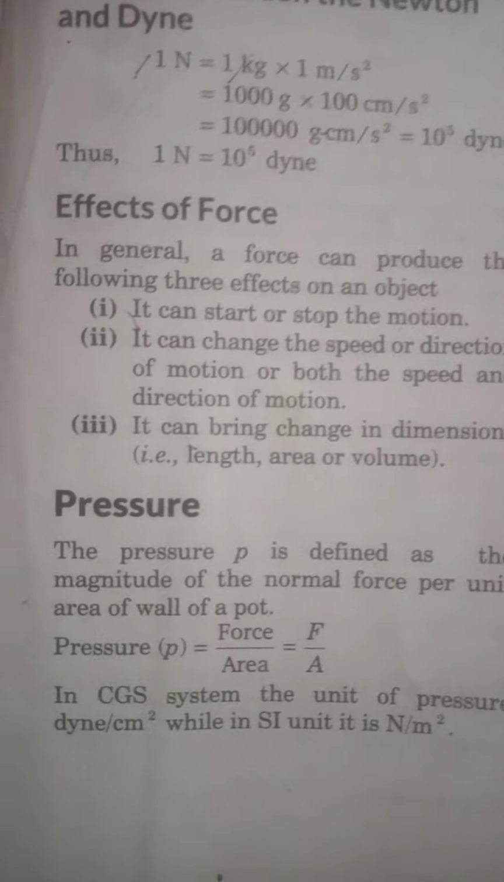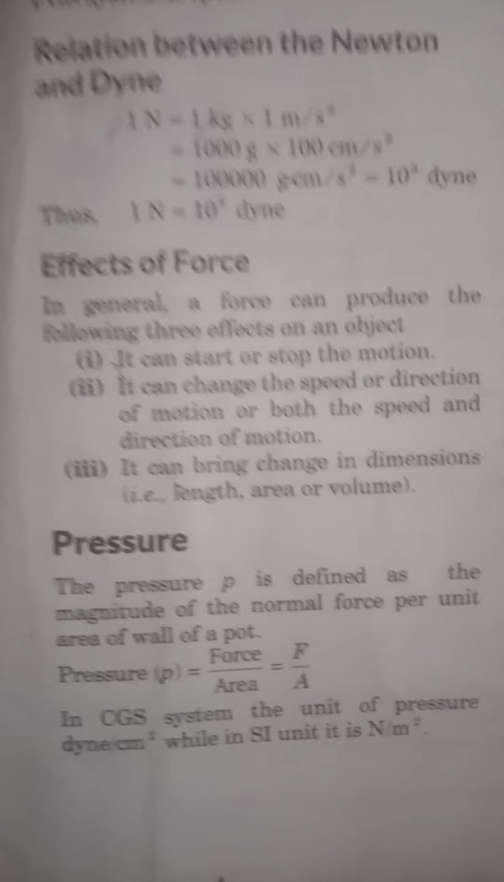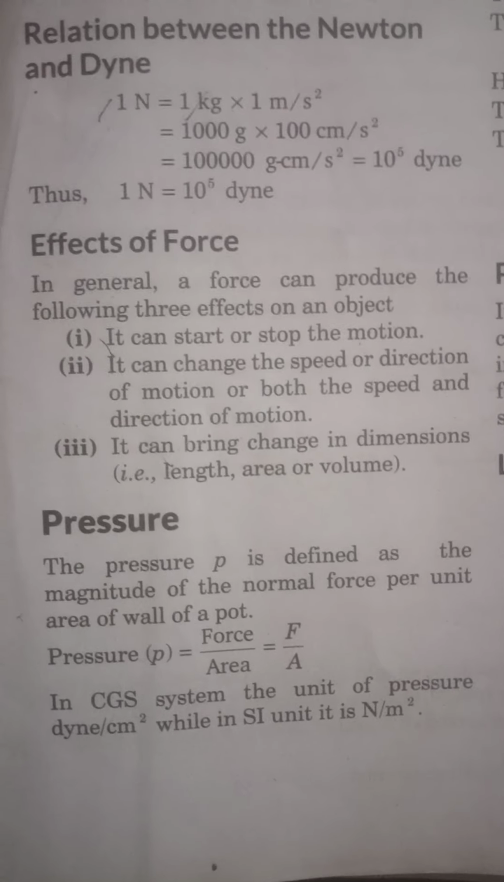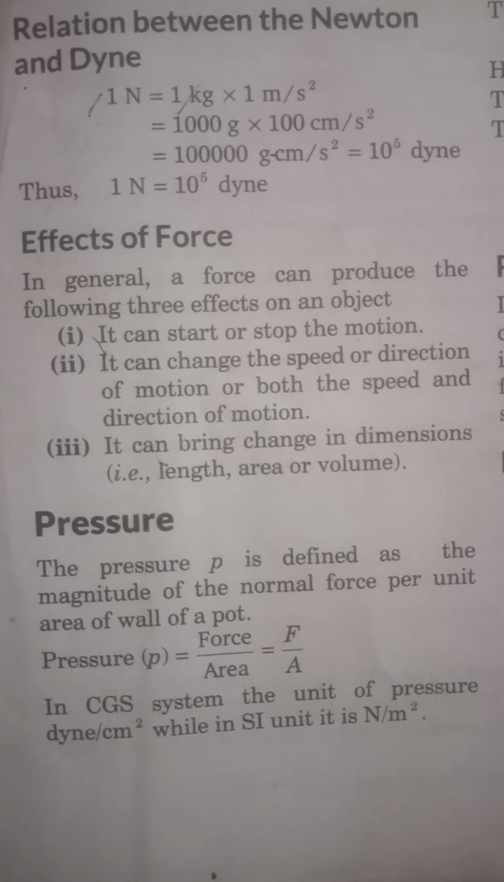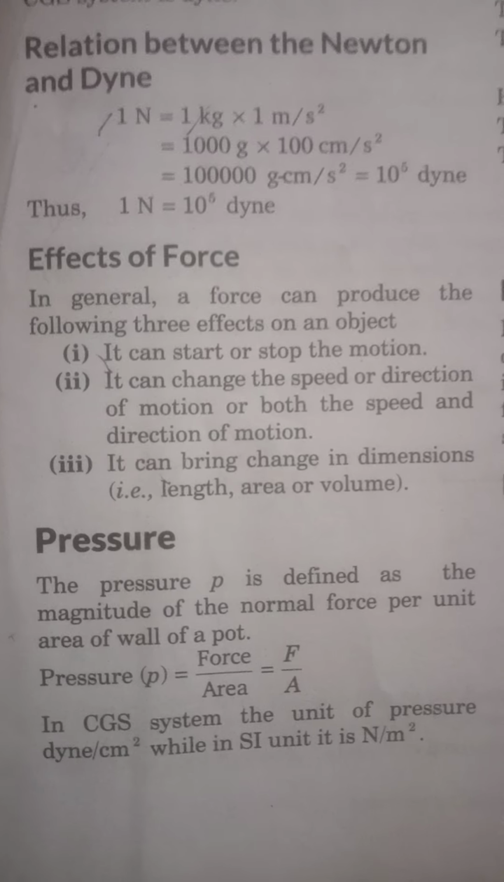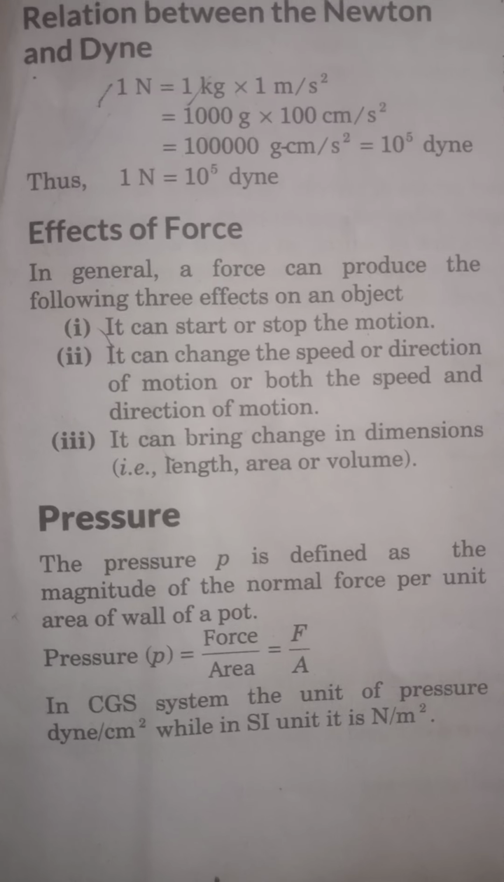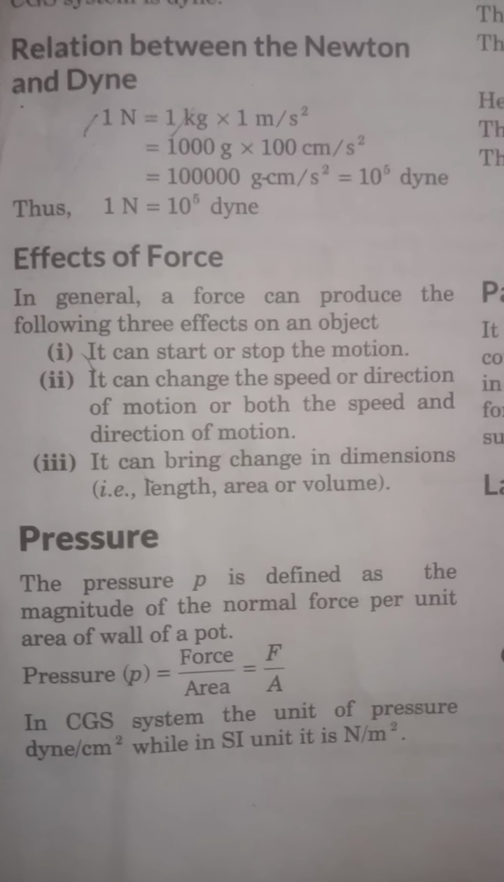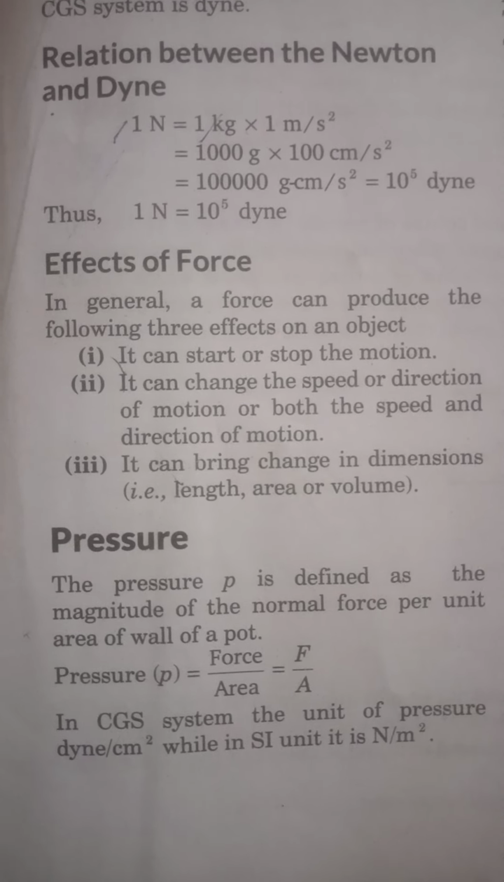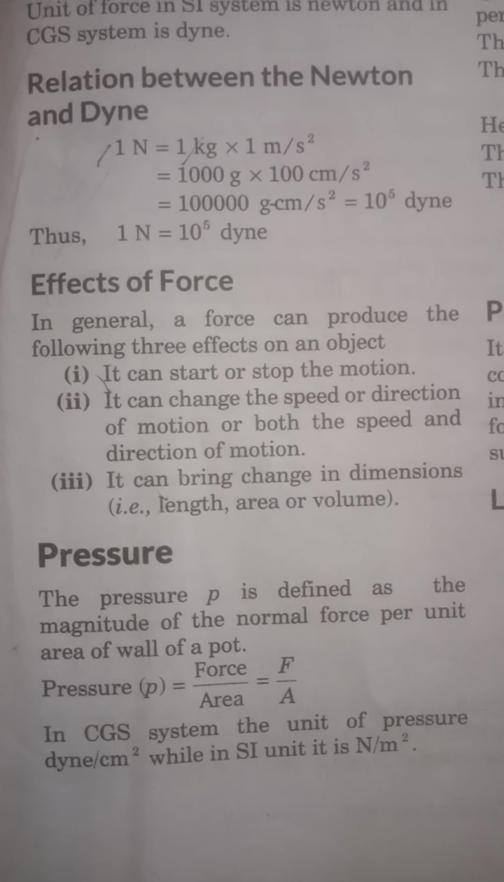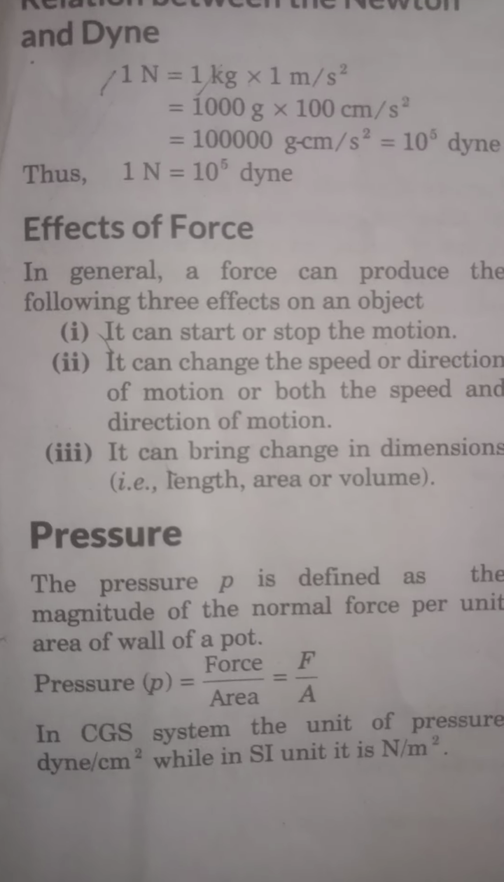Now the second part is the effects of the force. In general, a force can produce the following 3 effects on an object. When you apply a force, there are 3 things that happen to any object. It can start or stop the motion. When force is applied, the object will either move or stop.